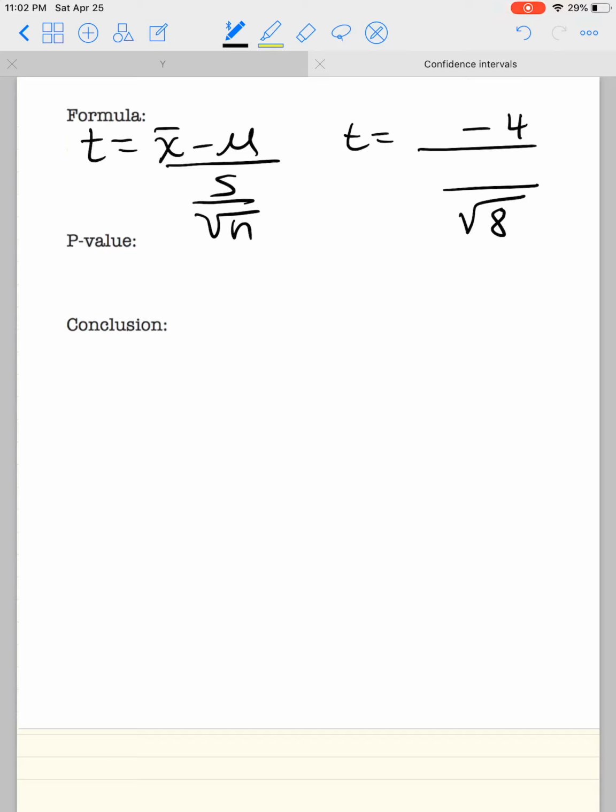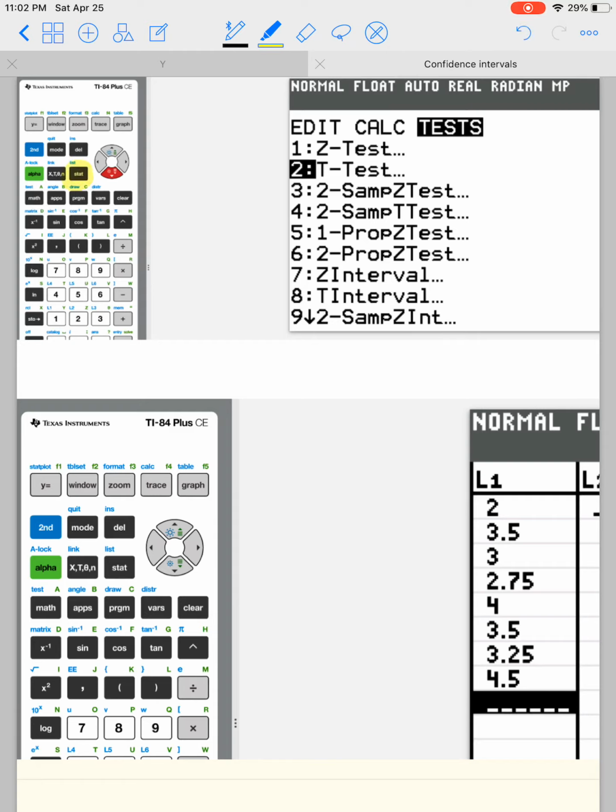Okay, so let me show you what to do here. So, stay with me. You're going to press Stat, you're going to go to Edit. Stat, Edit. You go to L1, you clear your list, and you put the numbers in: 2, 3.5, 3, 2.75, and so on. You put all 8 of these numbers. Once you're done, you hit Stat again, you go over to Tests, and you go to T-Test. Pause the video if you need to. Take your time, try it yourself.